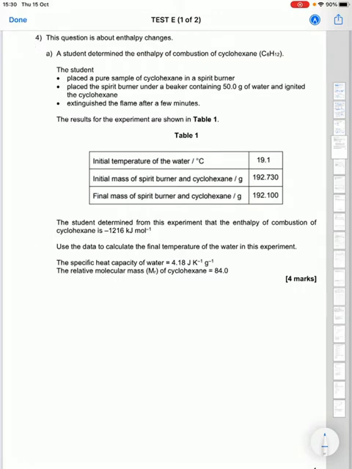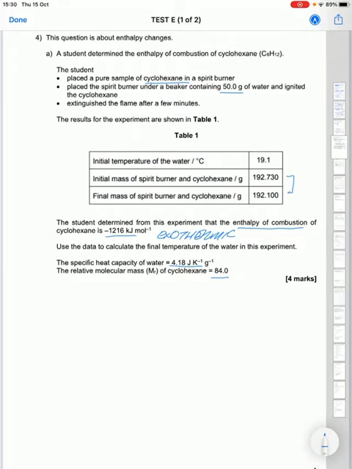So what have we got? We've got a spirit burner. We've got 50 grams of water. It's cyclohexane we're burning, which means, here we go, the enthalpy of combustion is that, so it's going to be exothermic. I've got the specific heat capacity and I've got the MR, and the difference between these two values are going to allow me to work out the mass.